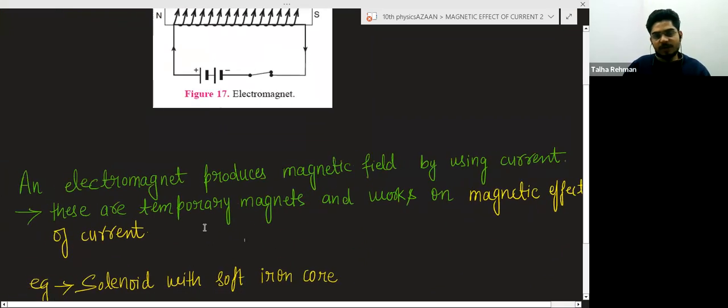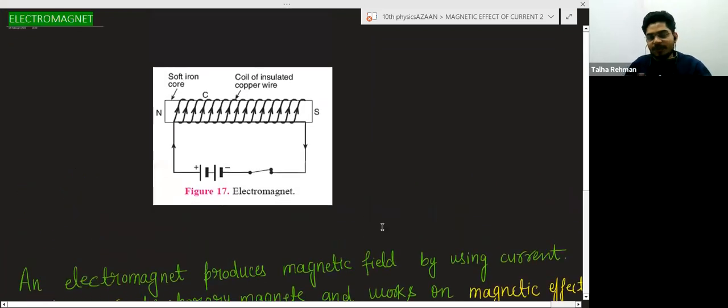How will you write the working? First you will write: an electromagnet produces the magnetic field by using current. These are temporary magnets and work on the magnetic effect of current. And if you want to explain the working in detail, then you will say: here is a switch, here is a battery, and wire is mounted on a soft iron core. When the switch is closed, the current will start flowing, and due to that the magnetic field will be produced, and the soft iron core will magnetize.